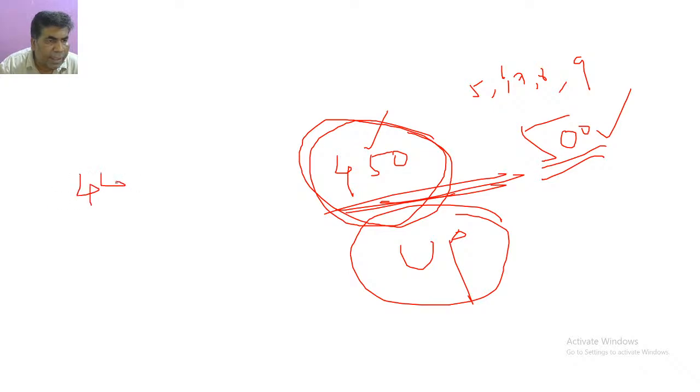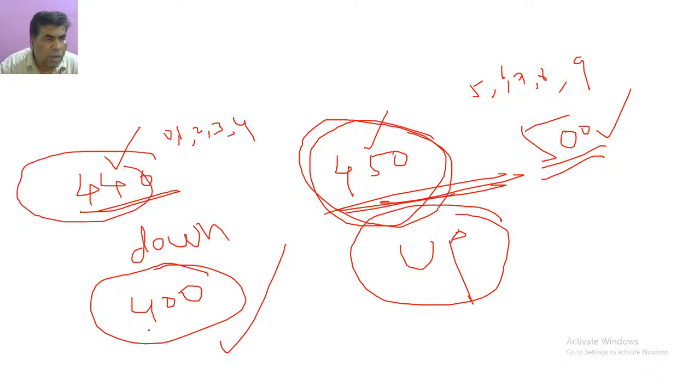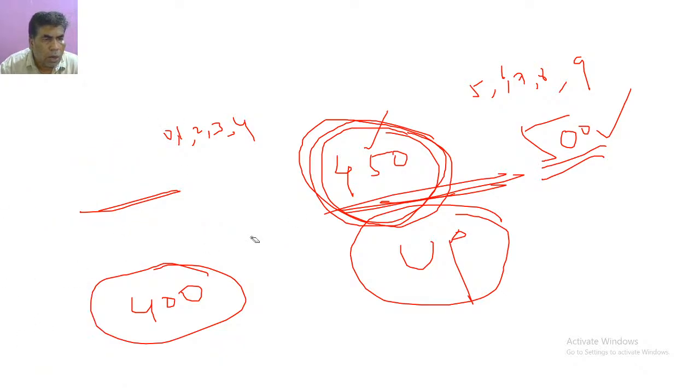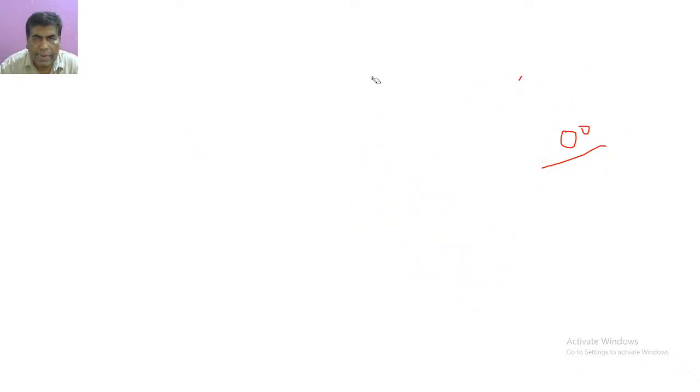If the number were 440, then in the units place we have 4. If we have 0, 1, 2, 3, or 4 in the units place, then you have to round down. So for 440, 400 is the right answer, but for 450, 500 is the right answer. Okay. This is about rounding off to the nearest 100 and nearest 10.